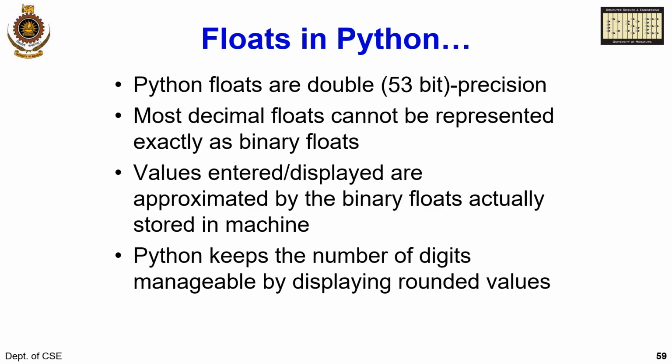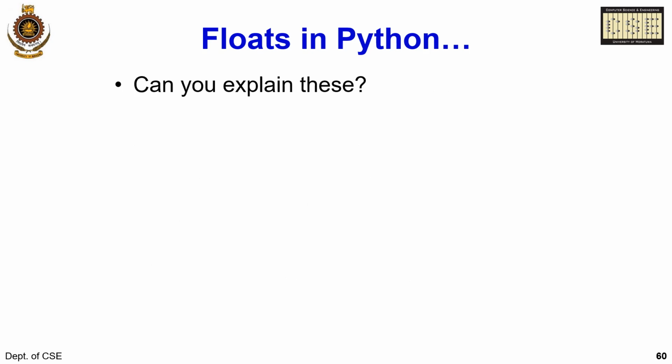And what Python does is it keeps the number of digits manageable by displaying rounded values, right? Instead of trying to make it perfect by showing as many numbers as possible, it can round these values so that you can manage with a smaller number of digits, right? So this is all about floats or floating point values in Python.